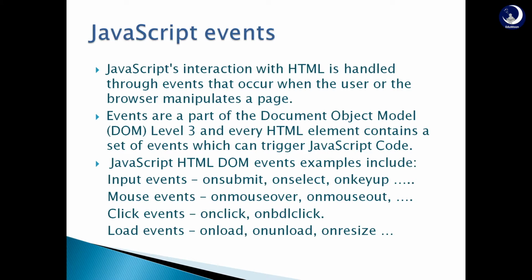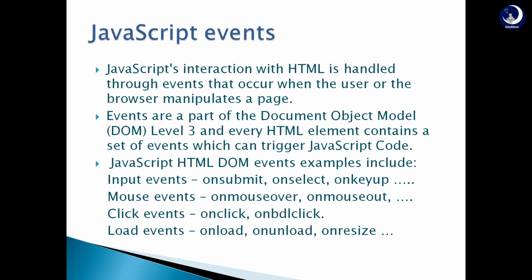Events are a part of the Document Object Model, DOM Level 3, and every HTML element contains a set of events which can trigger JavaScript code. Here are some types of events: input events, mouse events, click events, load events. onsubmit, onselect, onkeyup are the events that come under input events.